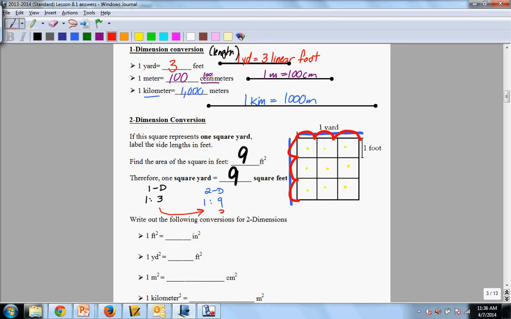Look at what we did to the 3. What did we do to the 3? We squared it. I'd like you to put 3 squared, and then circle this 2 and draw an arrow to that exponent.